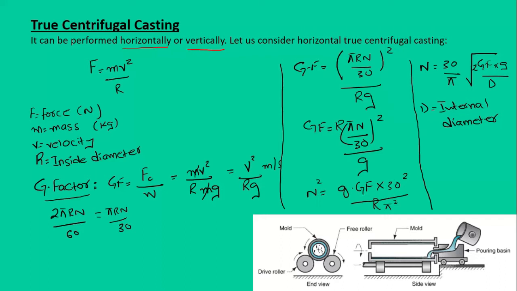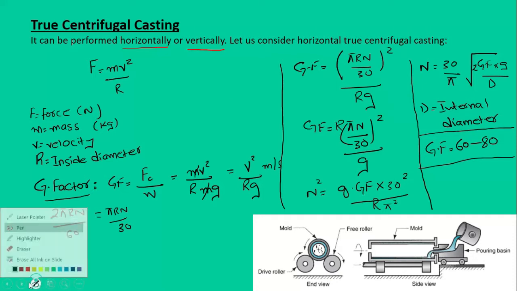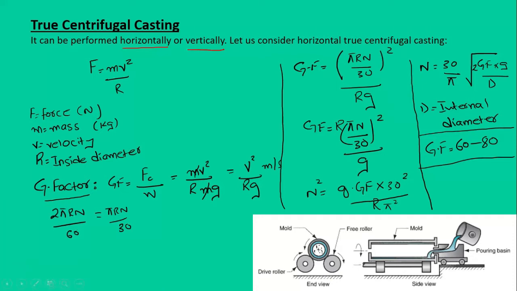So on an empirical basis, the G factor value should be around 60 to 80 for the horizontal centrifugal casting. Although it also depends upon the material being cast, this is the experimental observation that it should lie between 60 to 80 for the horizontal true centrifugal casting. It's not for everyone, only for the horizontal true centrifugal.